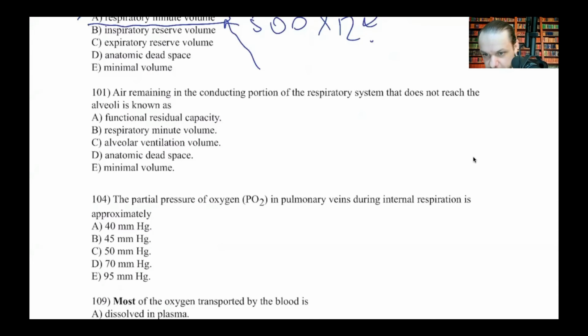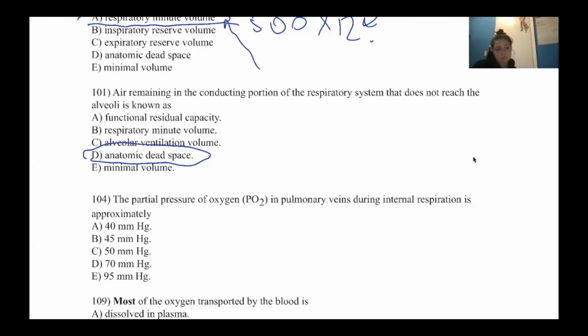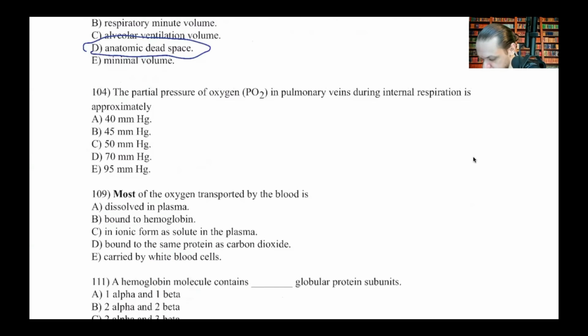101. Let's do Kayla. Air remaining in the conducting portion of the respiratory system that does not reach the alveoli is known as dead space. Dead space is correct, right? I basically explained this. So yeah, correct. Any air that does not participate in active gas exchange is dead space. So anatomic dead space here is the correct answer. Good.